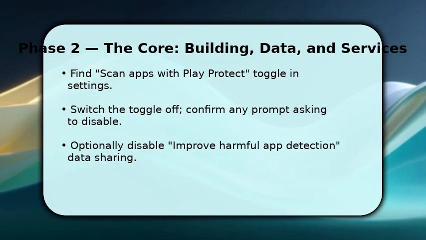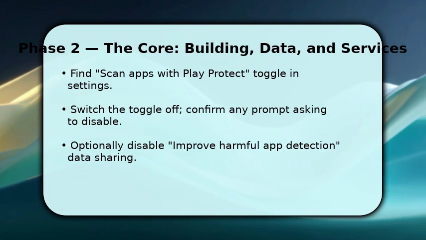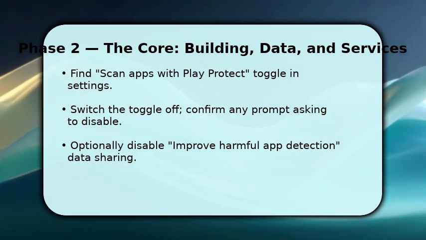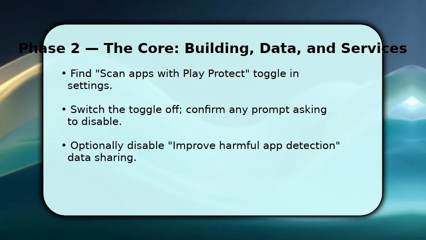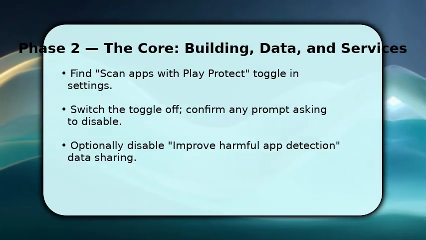Once in Play Protect settings, find the toggle labeled Scan Apps with Play Protect and switch it off. You'll see a confirmation prompt, accept to disable the automatic scans.